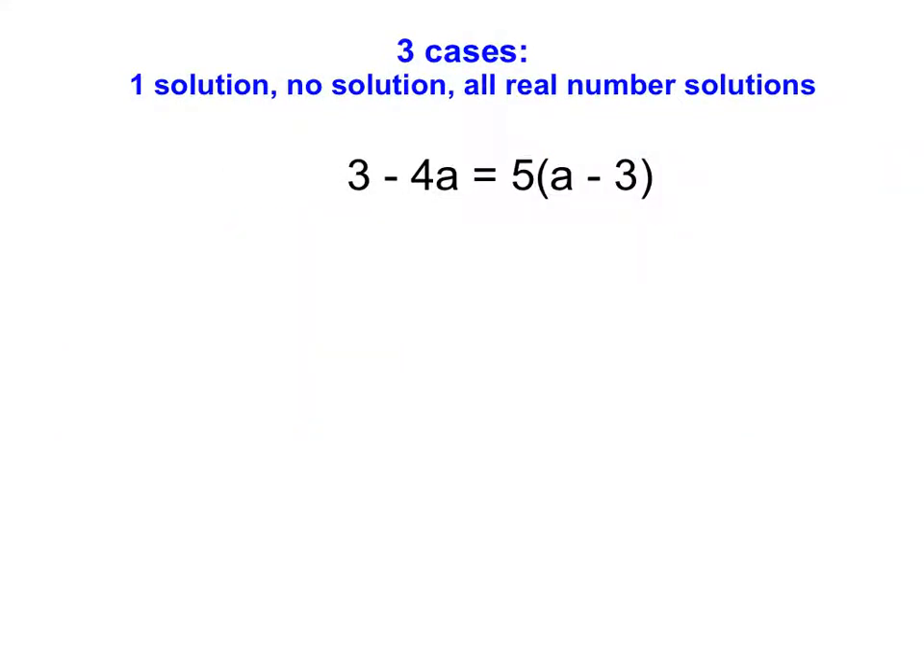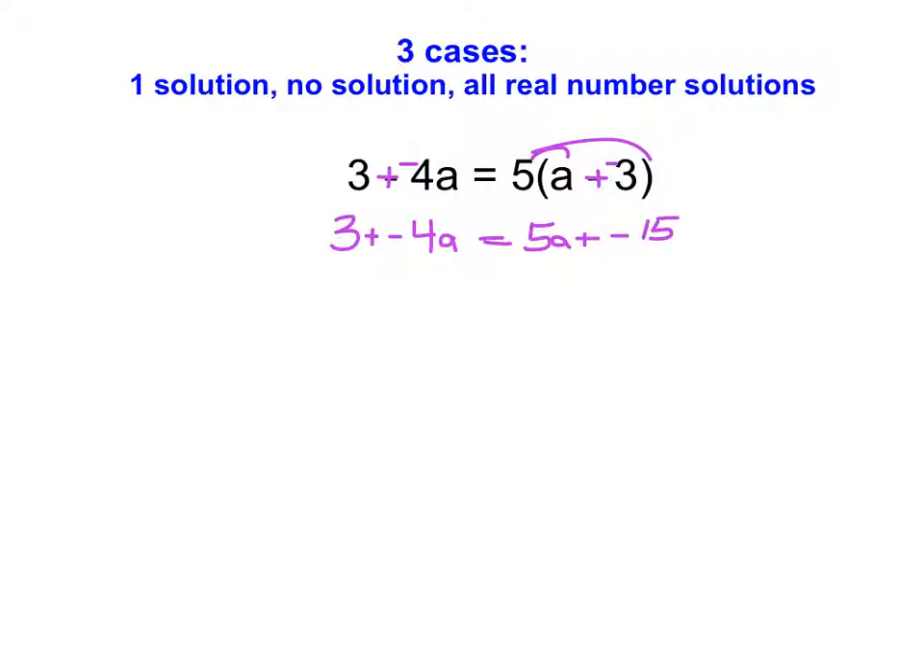All right, so same thing here. We're just going to dive in and start the problem and see what happens. So I'm going to start here by utilizing keep, change, change, and then I'm going to distribute. So here I have 3 plus negative 4a is equal to 5a plus negative 15.